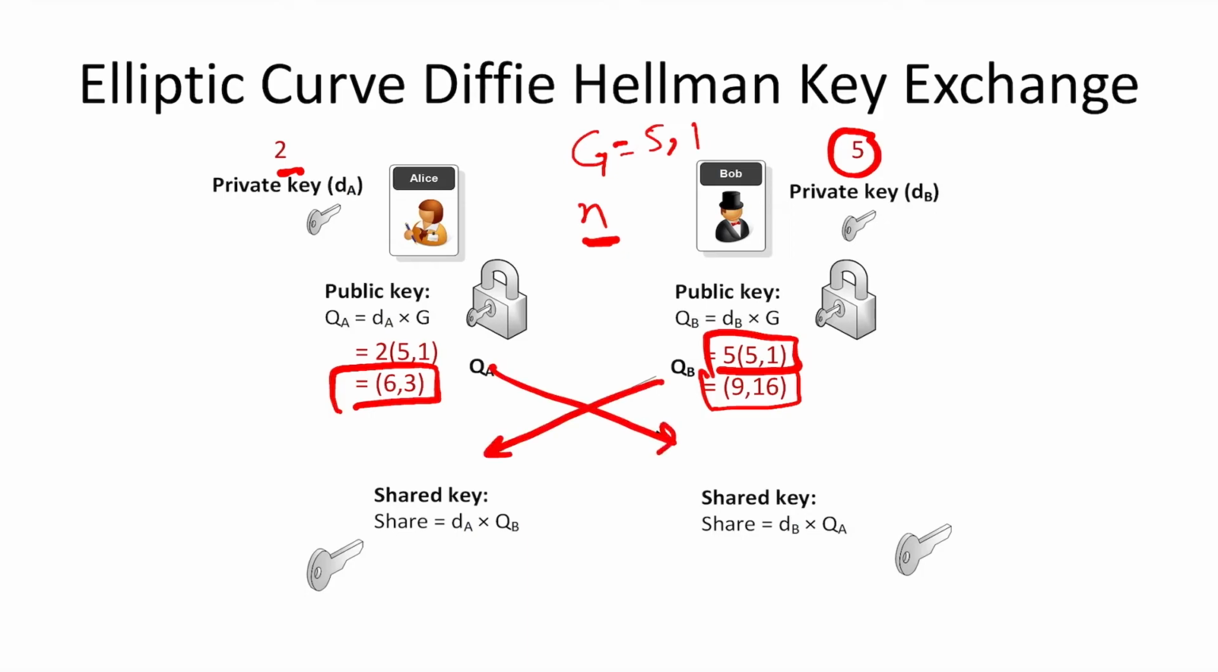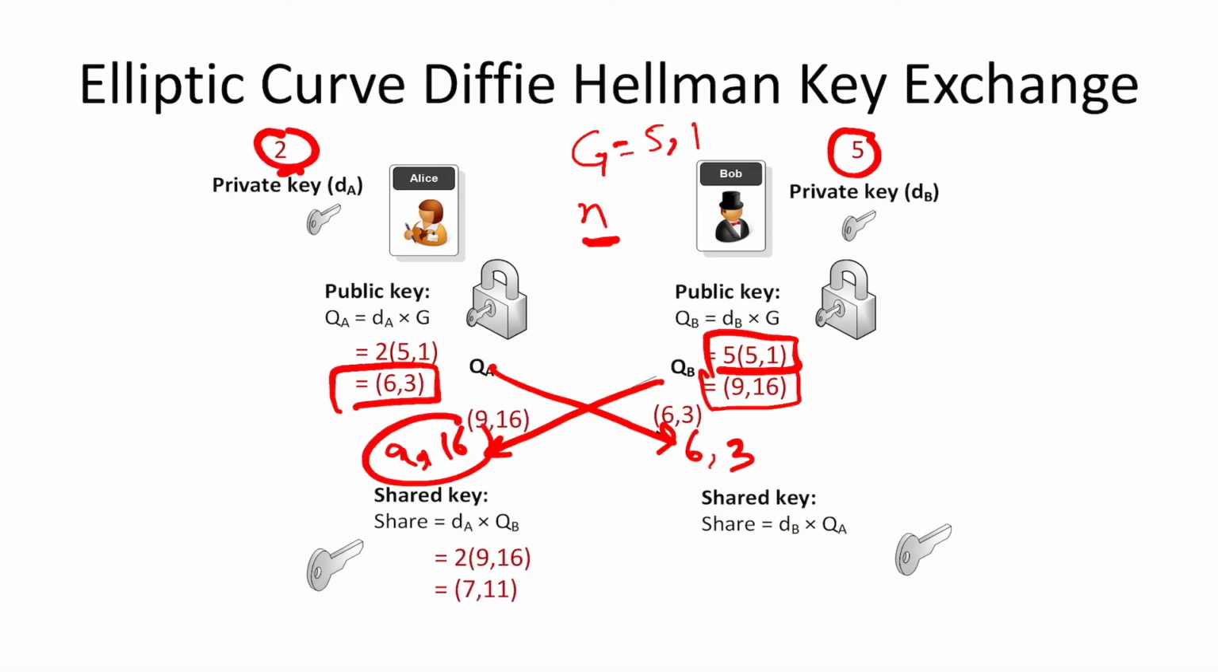So they are then going to exchange their public keys. This means 6, 3, which is Alice's public key, is going to come to Bob, and 9, 16, which is Bob's public key, is going to come to Alice. And so finally, they're going to mix the received public key with their own private key. So Alice is going to multiply her private key with Bob's public key. So 2 times 9, 16, which is, let's say, going to result in 7, 11.